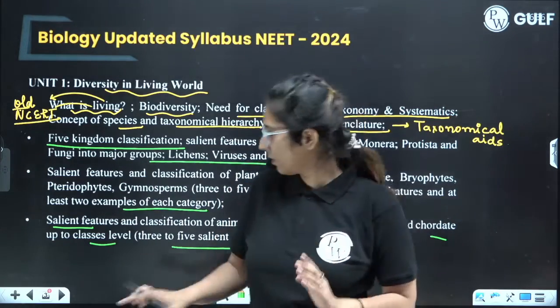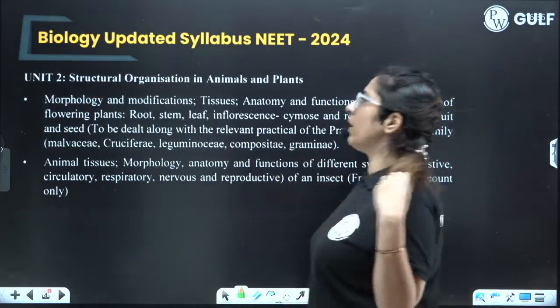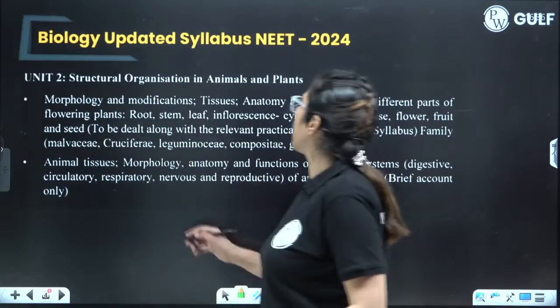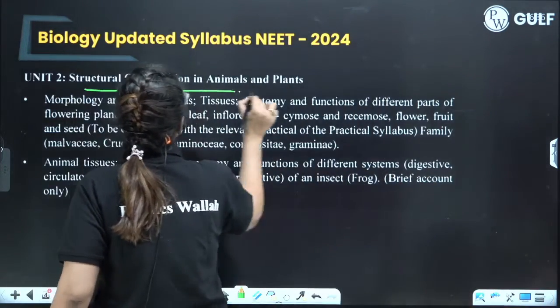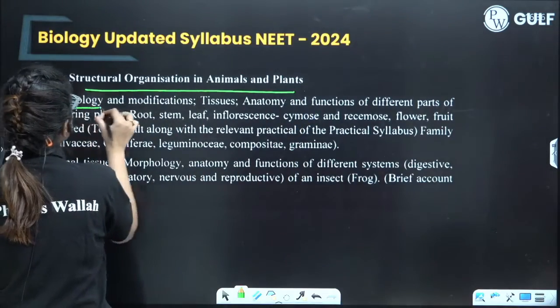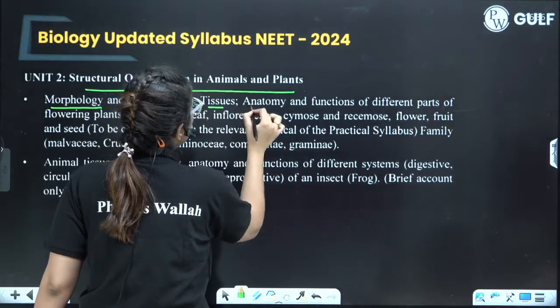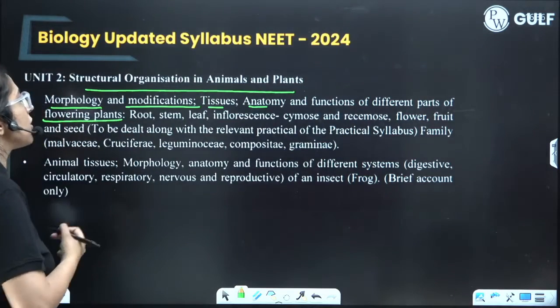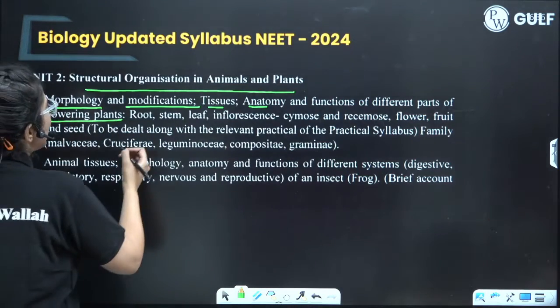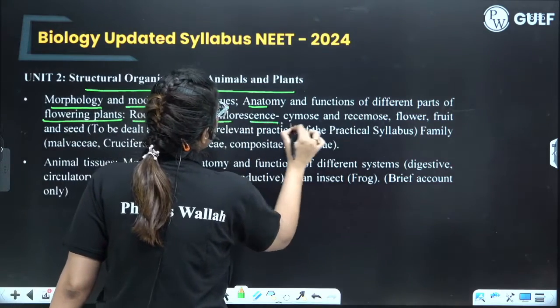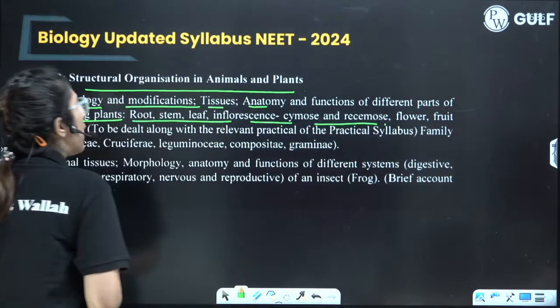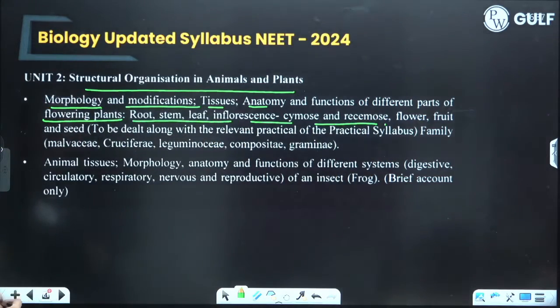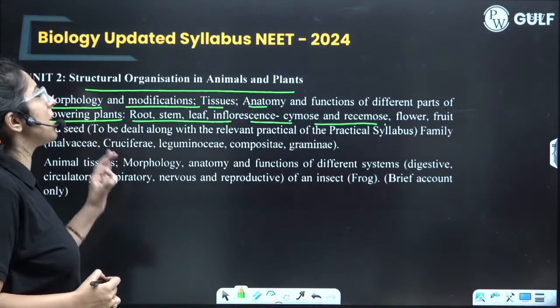That's it. Moving on to the next unit, that is structural organization in animals and plants. Here: morphology and modification, tissues, anatomy, function of different parts of the flowering plant. Morphology, anatomy, everything: root, stem, leaf, inflorescence, cymose, racemose, everything, flower, fruit, seeds. Here some extra has been given.